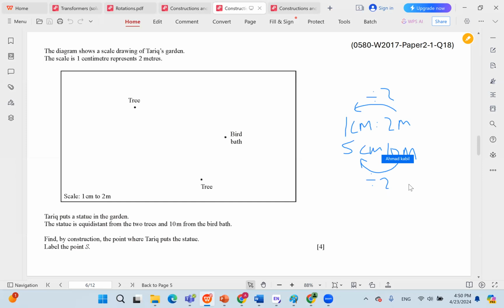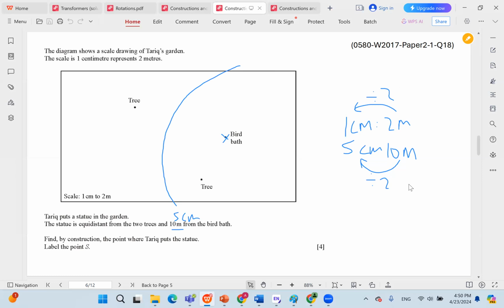So if it's 5 centimeters from the bird path, we have to put the center of the compass at the bird path here, and we have to draw an arc of length 5 centimeters. So the radius of the compass has to be 5 centimeters. And it needs to be equidistant from the 2 trees.